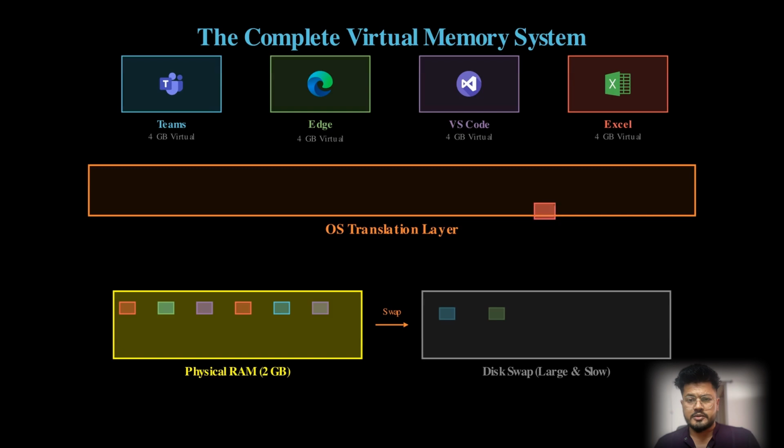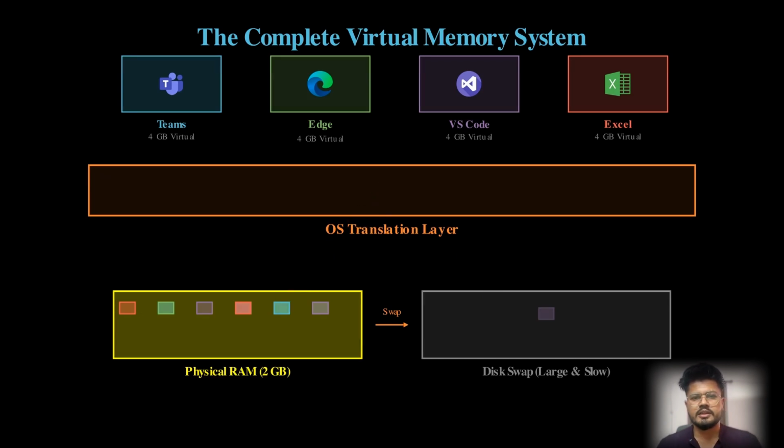Transferring data from the swap space to the translation layer or the RAM is very slow. Obviously it is going to be slow because the bandwidth towards the disk is very low.